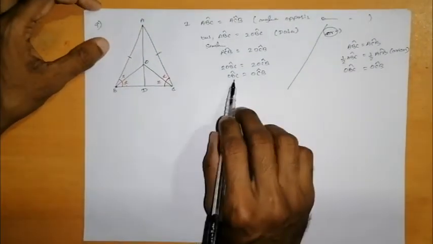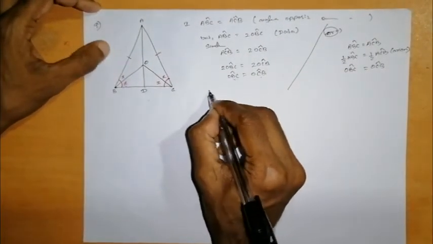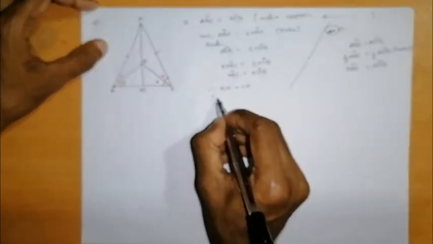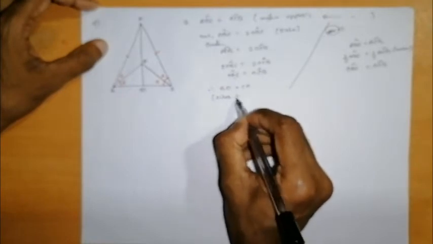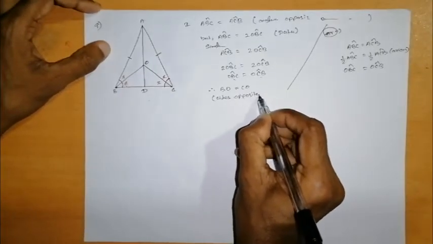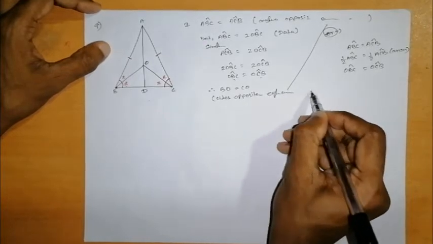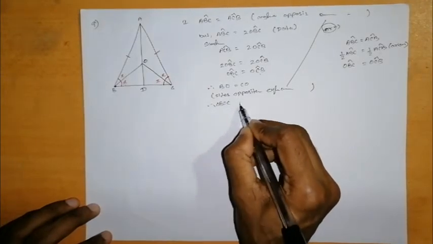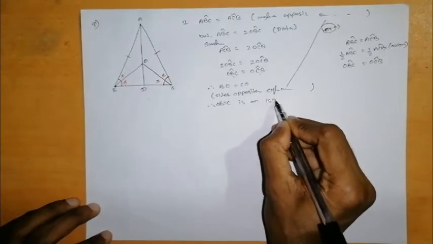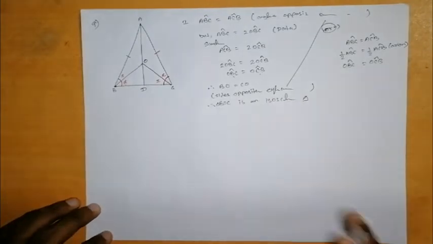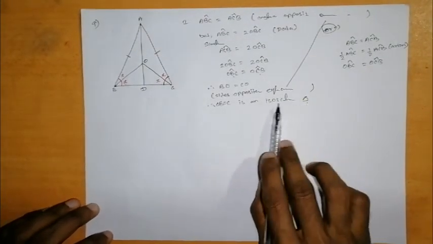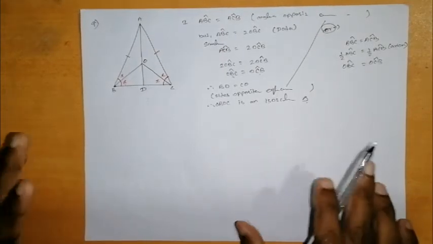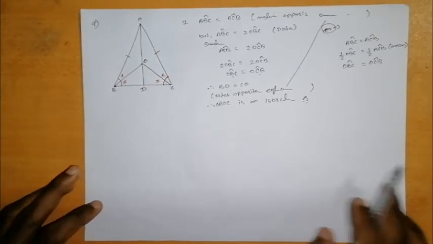So from OBC equals OCB, we can take BO equals CO. Sides opposite to equal angles are equal. So therefore, triangle BOC is an isosceles triangle. Okay, not writing with the symbol, writing with the proper words. So this is the answer discussion, so I write it in short form.